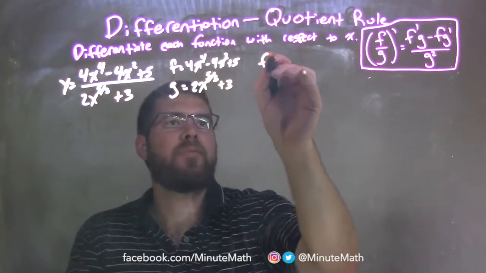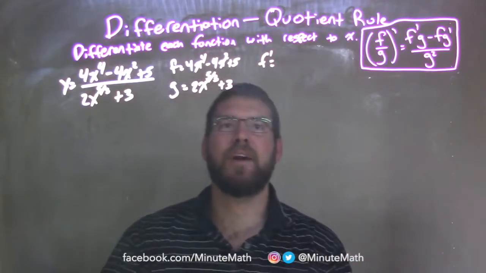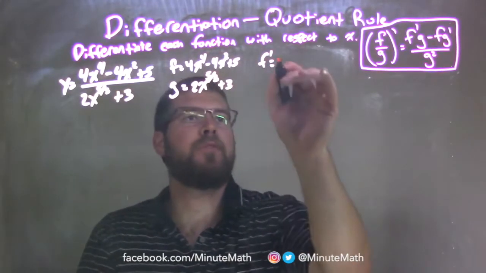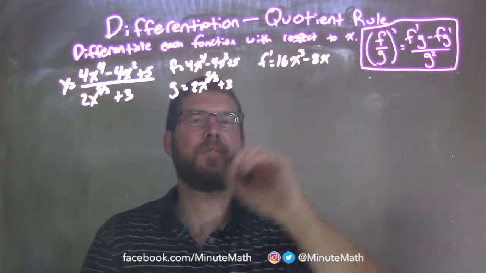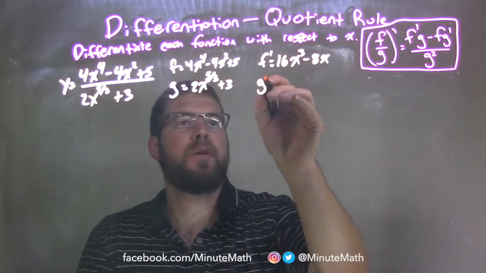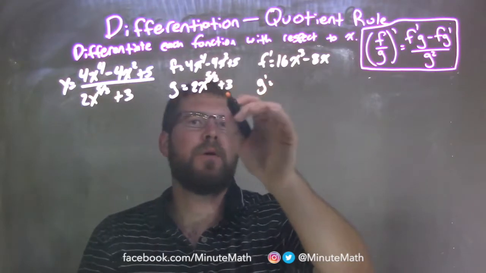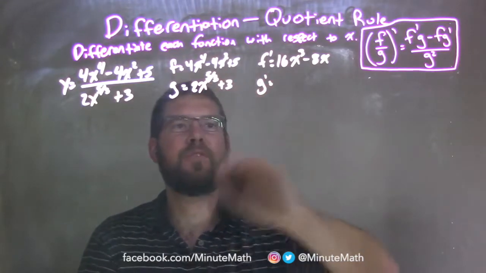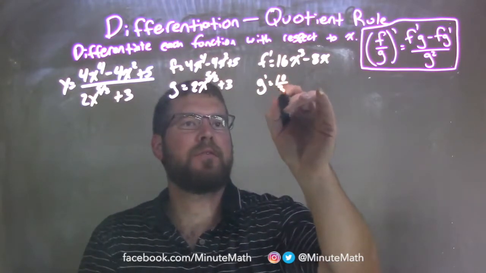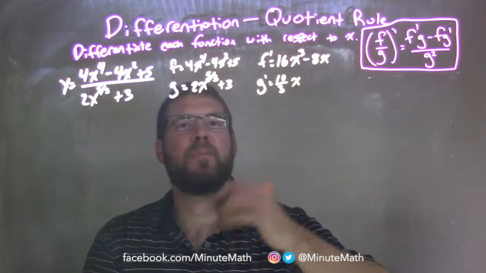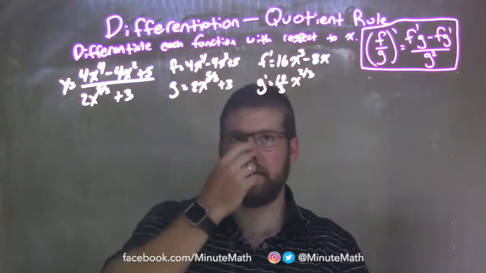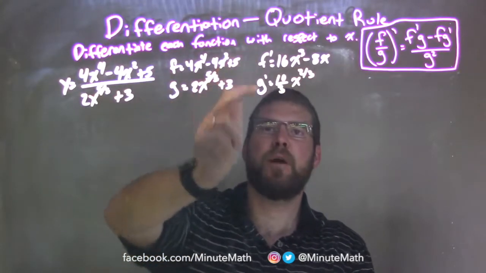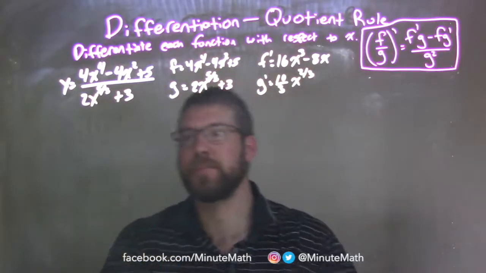So when I find f prime here, I want to find f prime and g prime. F prime is 16x to the 3rd minus 8x. I'm using the power rule there. G prime comes out to be, well, the 5/3 comes down. 5/3 times 2 is 10/3, so 10/3 x to the, subtract the exponent by 1, to the 2/3 power, and we don't really worry about the constant. So now we have f prime, g prime. We can apply the quotient rule.